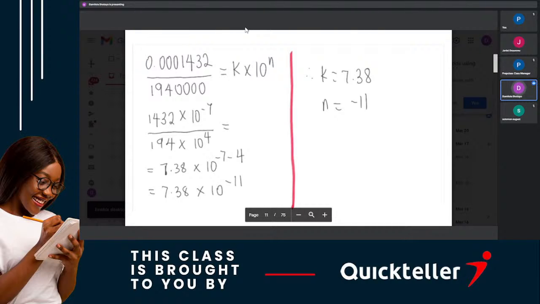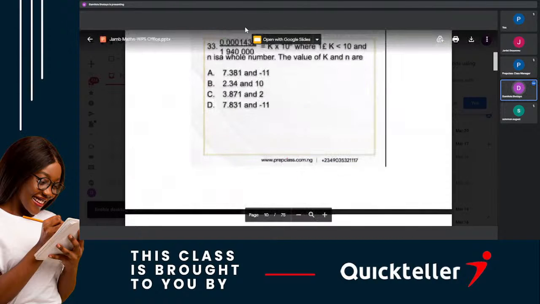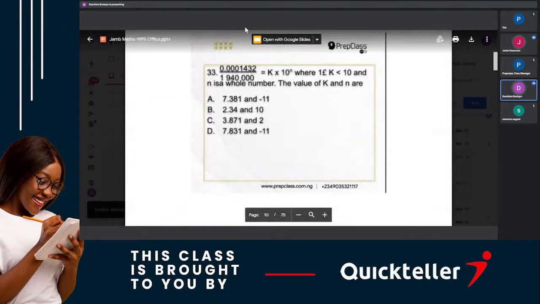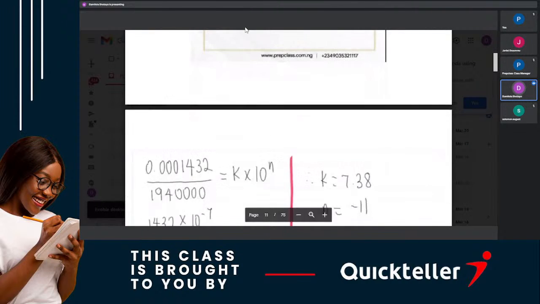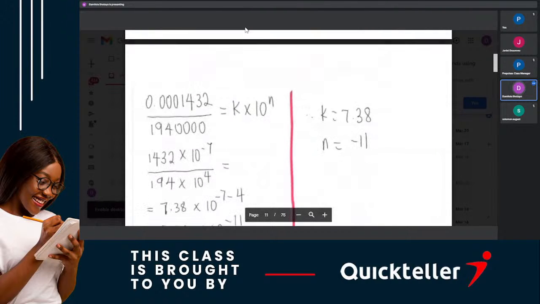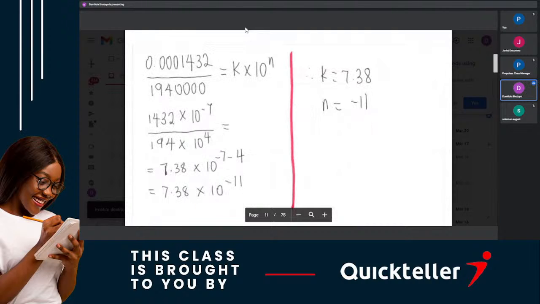So what is your k? Now look at the format you were doing in that question. You were giving k times 10 to the power n, right? Now that k means the first number before 10. And in your answer, the number before 10 is 7.38. So 7.38 represents k. So my k is 7.38. Then the 10 to the power n, the n is represented by minus 11. So your n is minus 11.